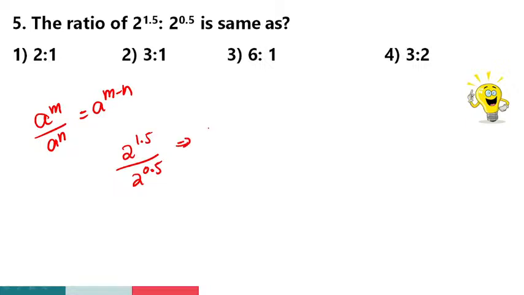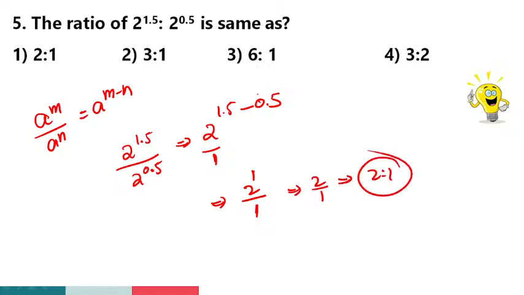Okay, so then 2 power 1.5 minus 0.5. The denominator, if there is nothing, is 1, that's the meaning here. Then 2 power 1.5 minus 0.5, how much, guys? 1 by 1. 2 power 1 is how much? 2, right. Then 2 by 1. 2 by 1 means 2 is to 1. So that's why option 1 is the right answer, guys. Clear, guys, all of you? Fundamental problems, guys.